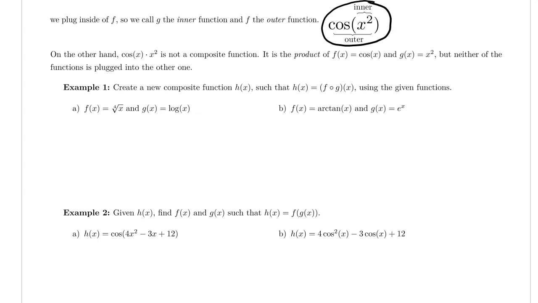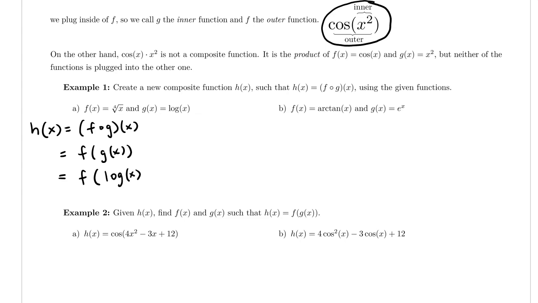Example 1 says, create a new composite function h of x such that h of x is equal to f composed with g of x using the given functions. So we have h of x is equal to f composed with g of x. And remember, that's the same thing as f of g of x. And so we have f of, in this case our g of x is the log function. And then if I plug that into the f function, that ends up giving us the fourth root of log of x. And so here is our new h of x function.